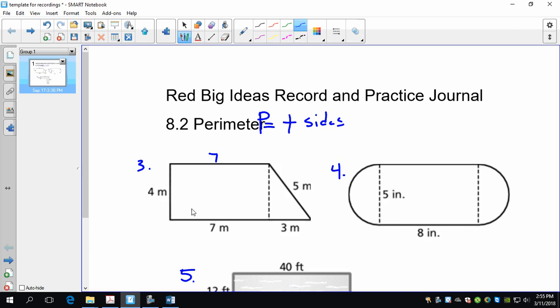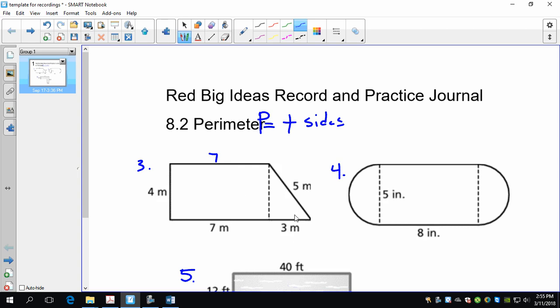Problems we're doing 3, 4, and 5. For number 3, we know this is 4, we know this is 7, we know this up on top is 7, and then if we add up all the sides, we'll get our answer. So we have 7 and 7 is 14, plus 4, plus 5 and 3 is 8, and that is 26. So for number 3, this would be 26 meters for the perimeter. And again, all I really did was simply add the sides.